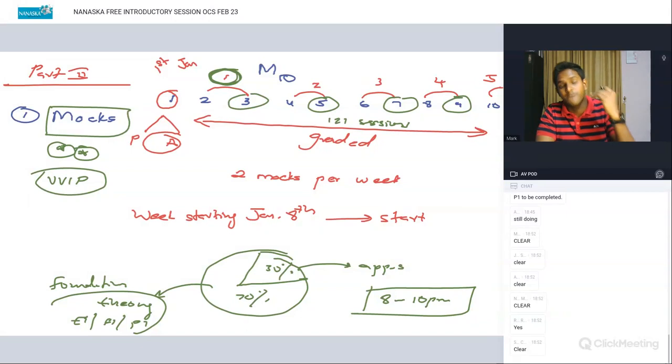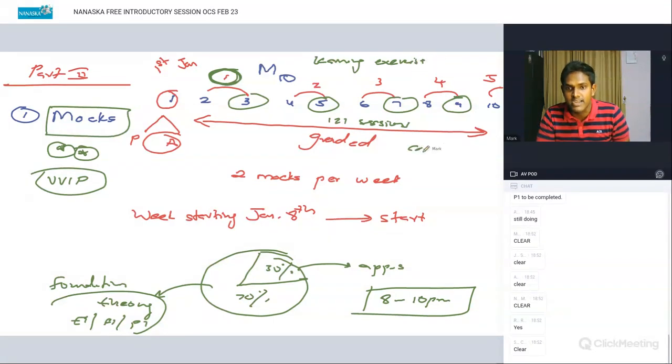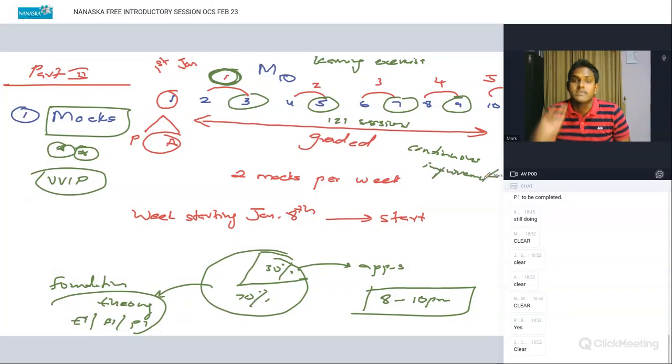If you have written a good answer, how can that be converted to a prize winning answer? Those aspects will be discussed there. So as you go along this mock 2 to 10, it has to be a learning exercise. You have to show signs of what? Continuous improvement.